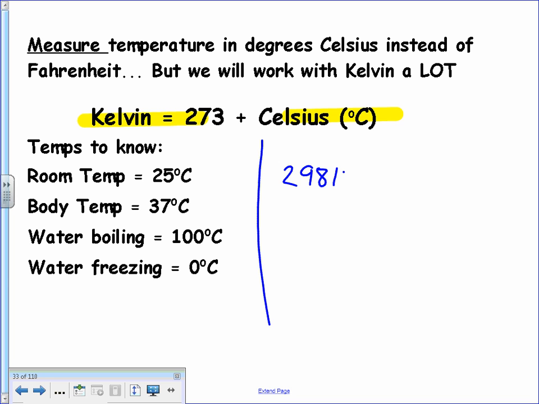298 Kelvin. Good. And room temperature is one that you need to kind of memorize, because we will use room temperature a lot. So if I say something's happening at room temperature, you're like, oh my gosh, what's that temperature again? It's 25 degrees C. I'll remind you of that for a while.